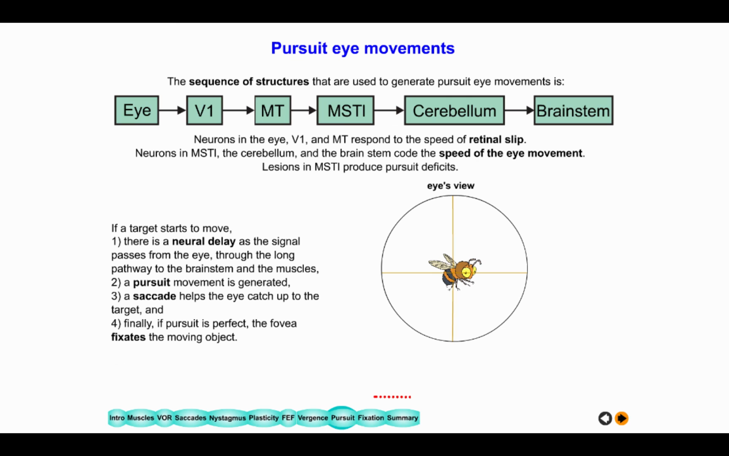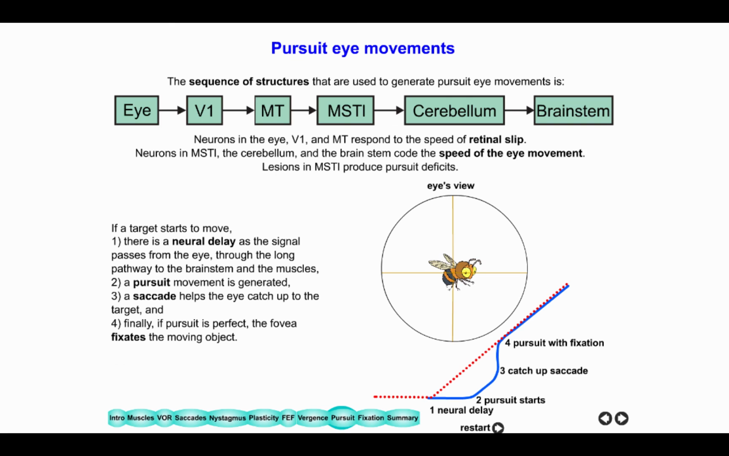Okay, the next movement we saw was pursuit. We saw early in the course, in the motion section, that motion signals come from the eye, go to V1, go to our structure called MT, and then there are two parts of MST. In this case, we're going to MSTL, which is involved in tracking small objects.